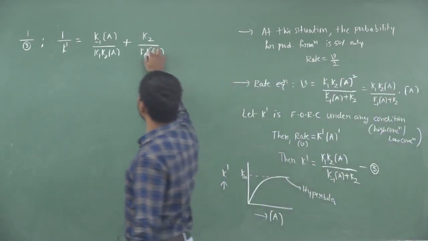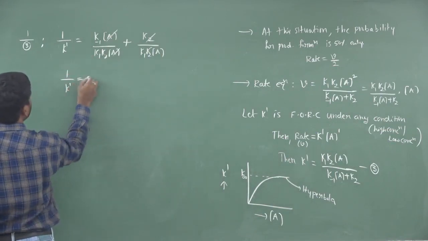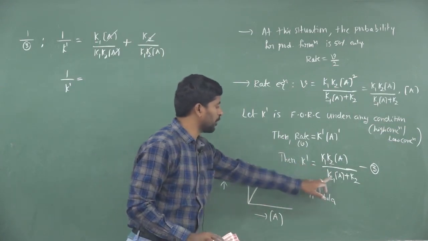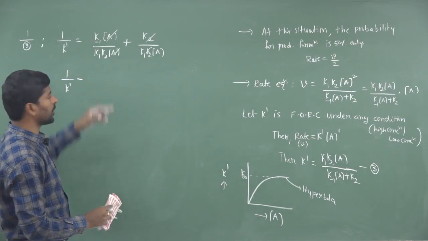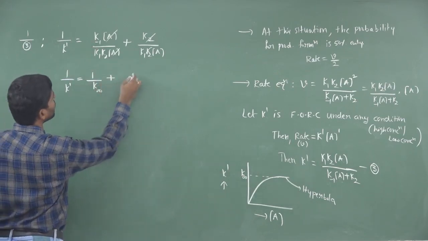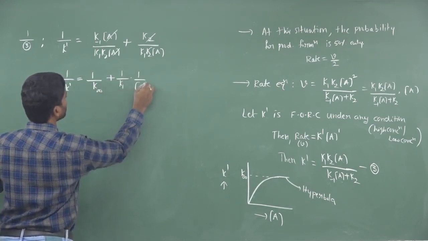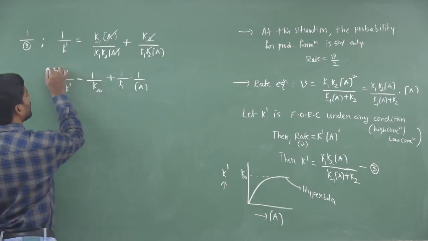Now k2 k2 gets cancelled, A gets cancelled. So 1 by k dash is equal to k minus 1 by k1 k2 plus k2 by k1 into... k1 k2 by k minus 1 is nothing but k infinity. So reverse, we have k minus 1 by k1 k2, therefore we get 1 by k infinity plus 1 by k1 into 1 by concentration of A.